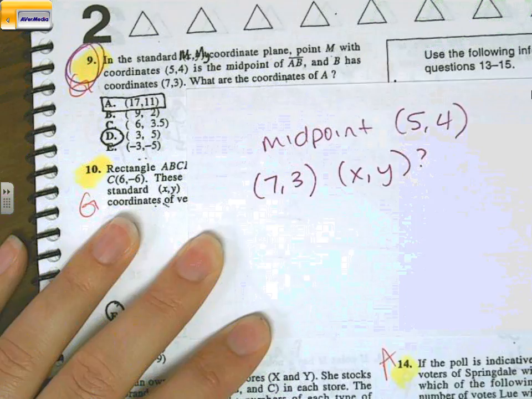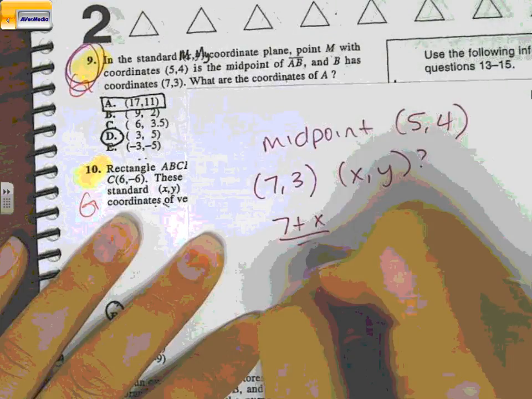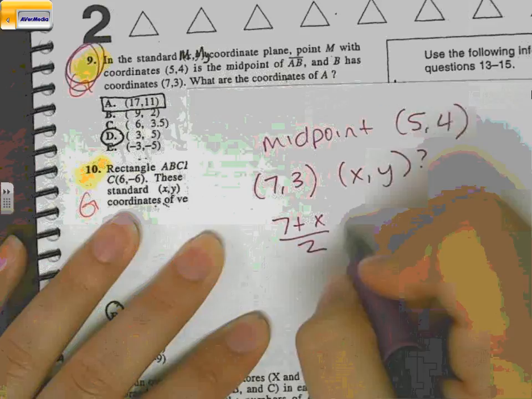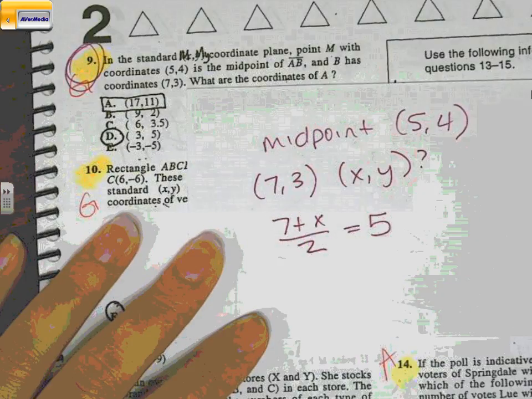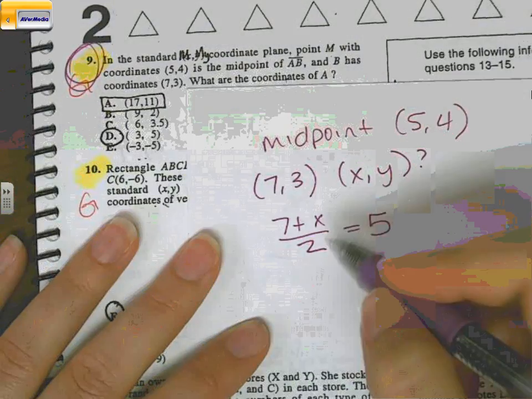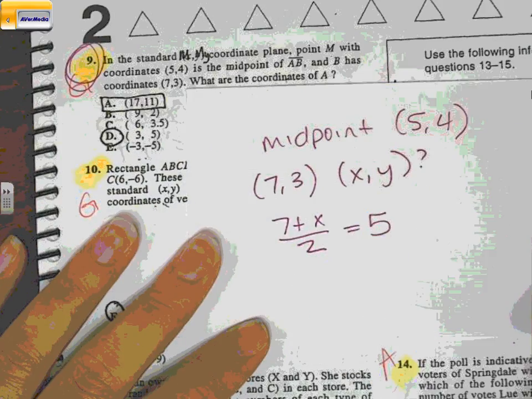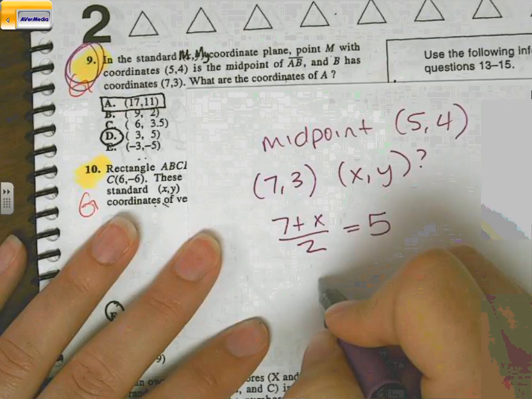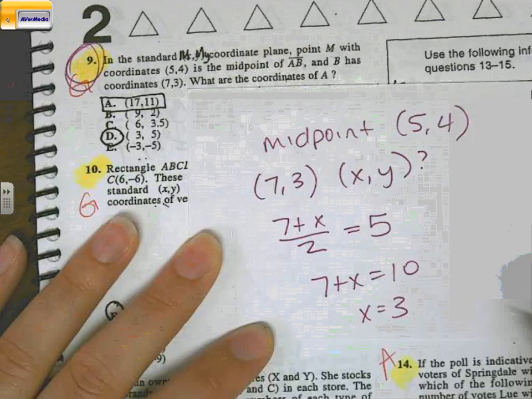But I know to do a midpoint, I would average the x's, and I would average the y's. The average of the x's evidently equals 5 because that's the midpoint. Now, if this were a more straightforward midpoint problem, you'd just put the other number here, average them, and be done with it. I'm going to work backwards and solve for that x. I get 7 plus x equals 10. So x equals 3.